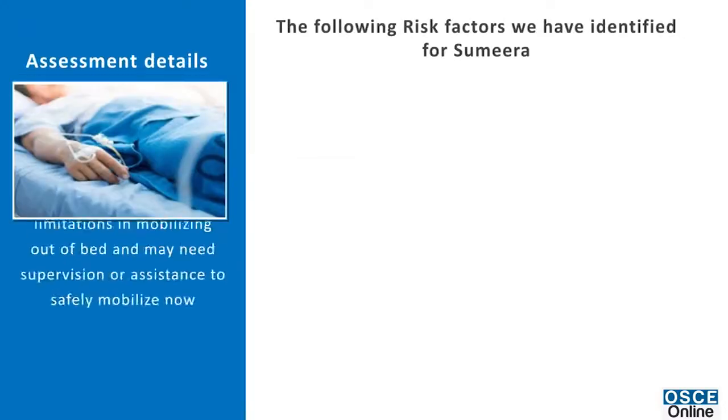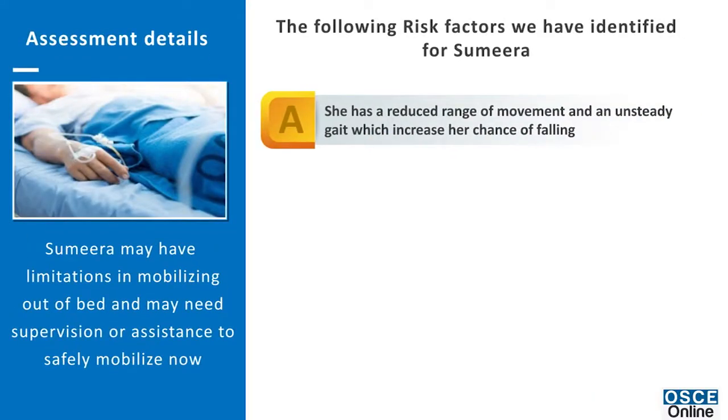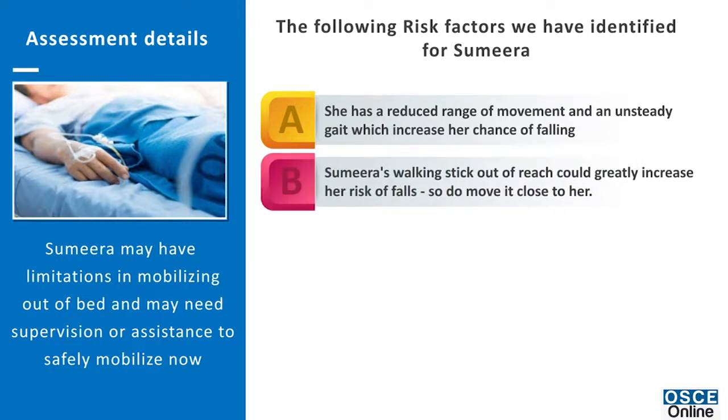The following risk factors have been identified for Sumira. She has an unsteady gait. She also has osteoarthritis, a disease causing the protective cartilage on the ends of the bones to break down, causing pain, swelling, and stiffness. This means she has a reduced range of movement and an unsteady gait, which increases her chances of falling. She uses a walking aid.